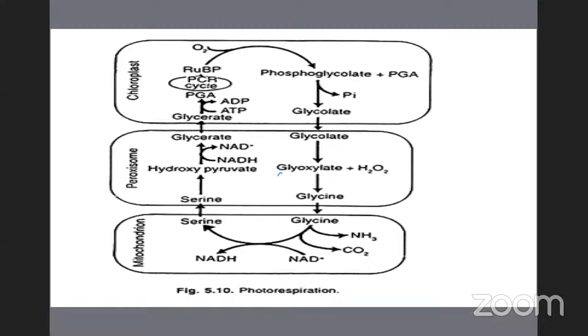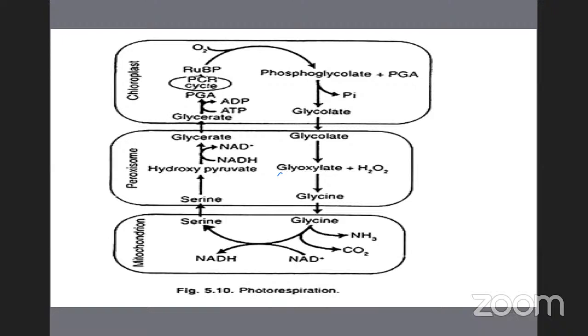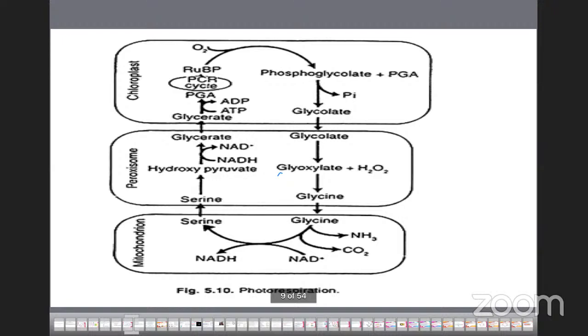See here, serine, whatever is synthesized, enters into peroxisomes, and this serine is converted into pyruvate, and this pyruvate changes into glycerate, and this glycerate diffuses again into chloroplast, and by the utilization of one ATP, this glycerate turns into PGA, and this PGA helps in the regeneration of RUBP, and this RUBP again combines with oxygen, resulting in PGA, which is a 3C compound. Again, the cycle will be started.